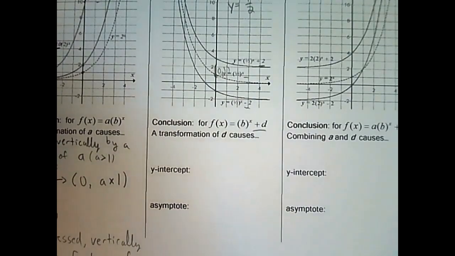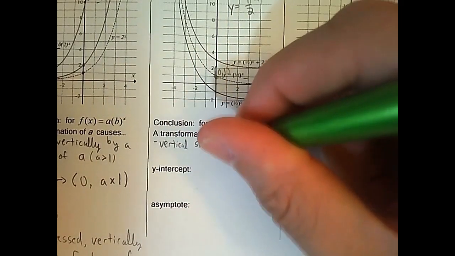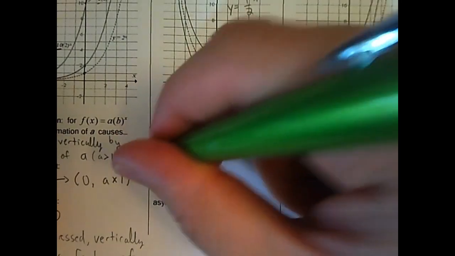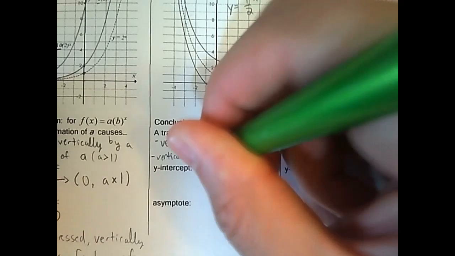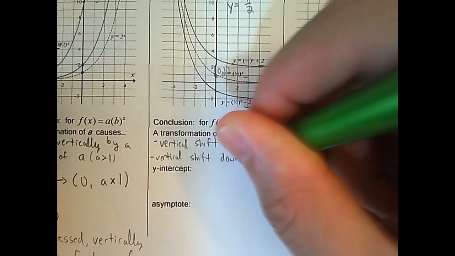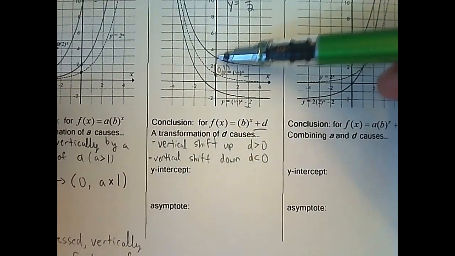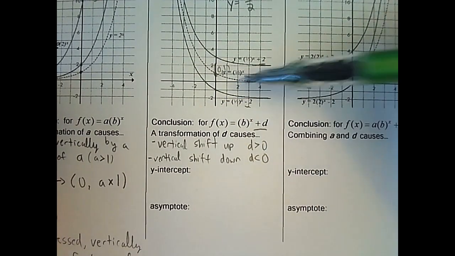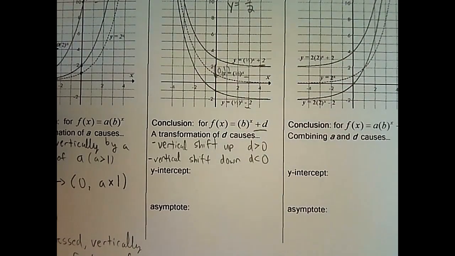So a transformation of the letter d causes a vertical shift up when d is greater than 0, and then a vertical shift down when d is less than 0. So if we have a negative number, our graph shifts downwards, and if d is a positive number, it shifts upwards. And this is the same for all the transformations we've done for vertical shifts up and down.